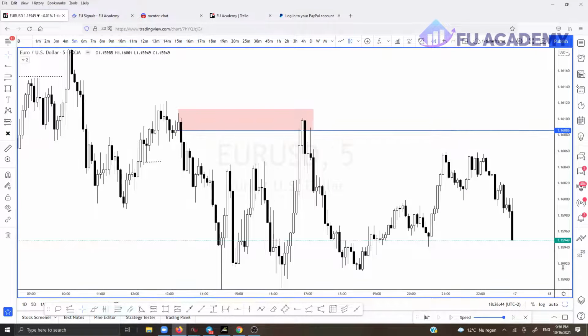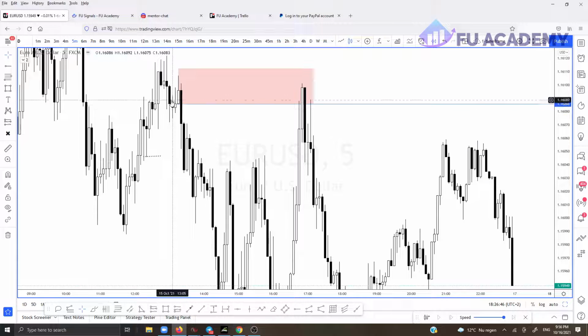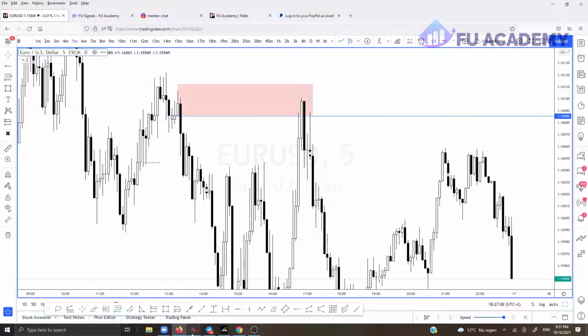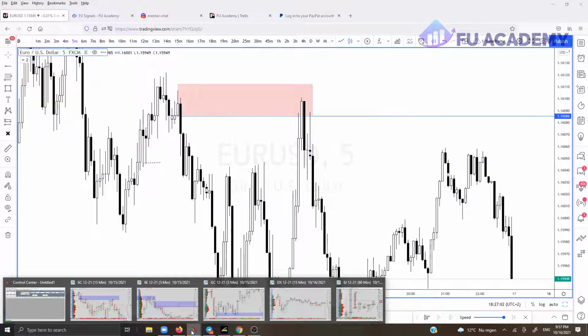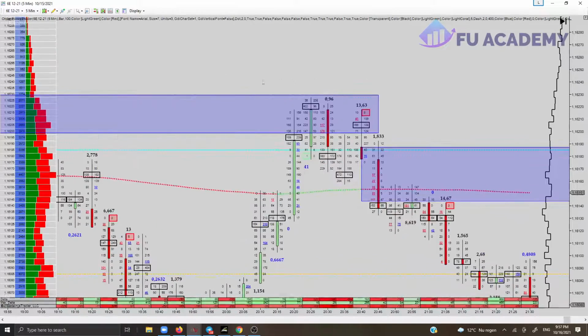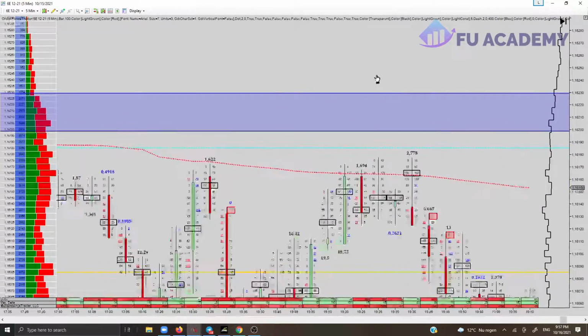The same thing we had in 6E. See this imbalance. So what I'll do is wait for the price to come to this zone, and then I'll see in order flow what is happening. So what is the order flow chart for Euro USD? That is 6E, and I have opened the 6E chart here. This just happened last Friday.